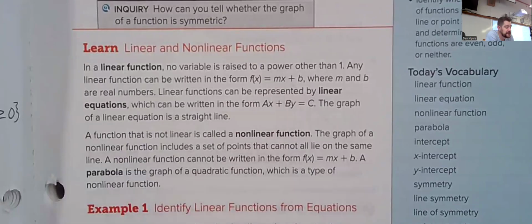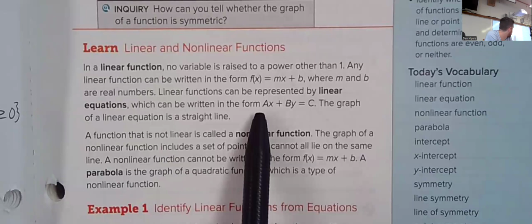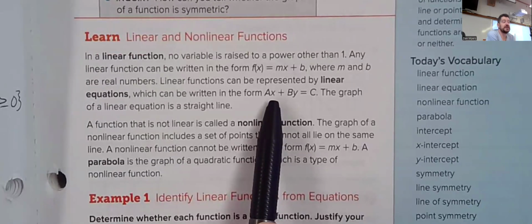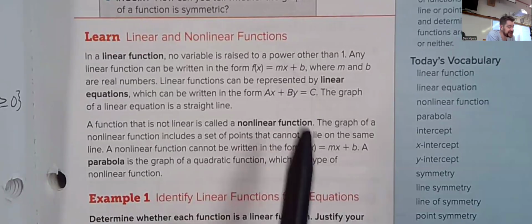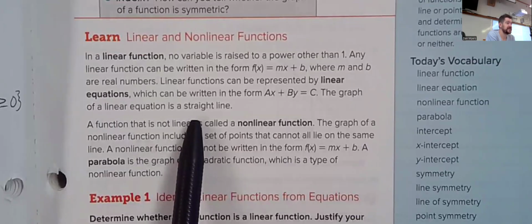They could be any number. Linear functions can be represented by linear equations. So there's other forms of linear equations. You've got standard form, you have point slope form, but the most common one is slope intercept. The graph of a linear function is a straight line. Cool. This is stuff you know.